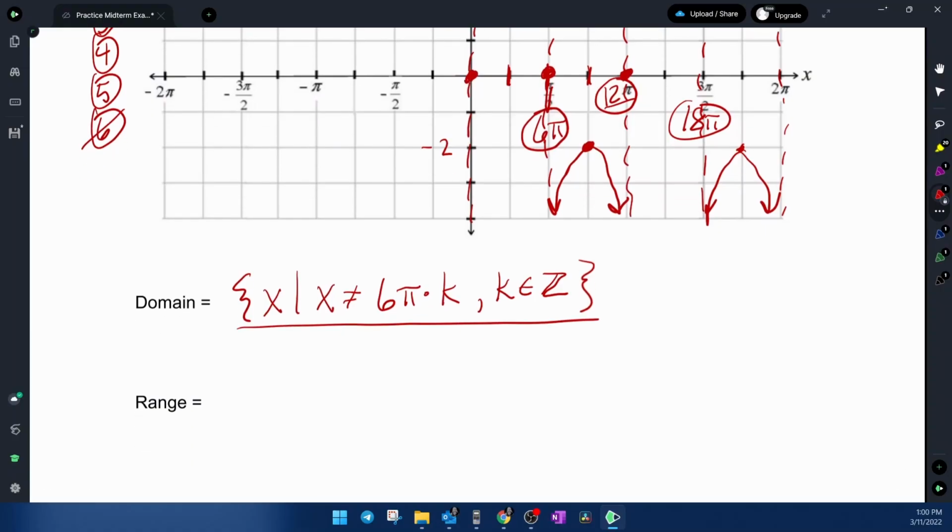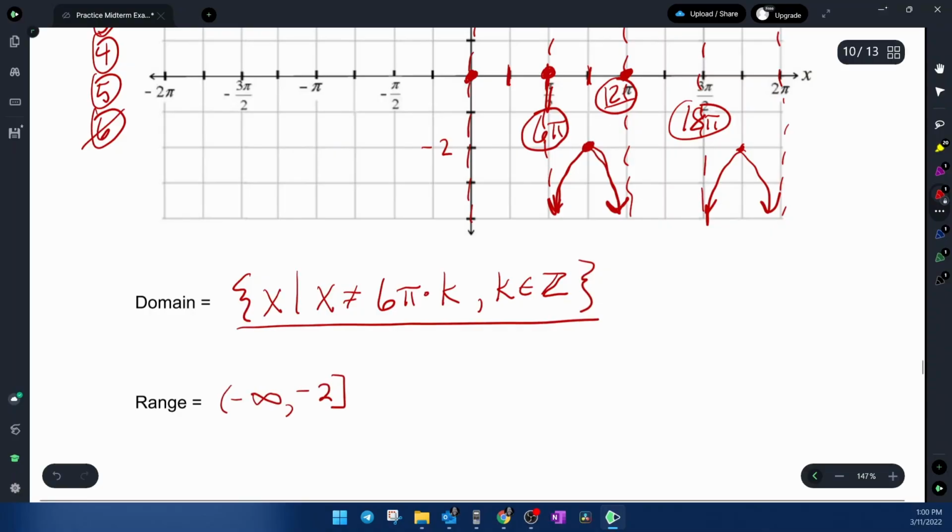Now, for the range, we know that the range is going to go down to -infinity for these lower curves, up to -2, and that is included. Do you see that from these bottom curves? The graph is going to go to -infinity, but it's going to max out at -2, and then between -2 and 2, the graph does not exist.